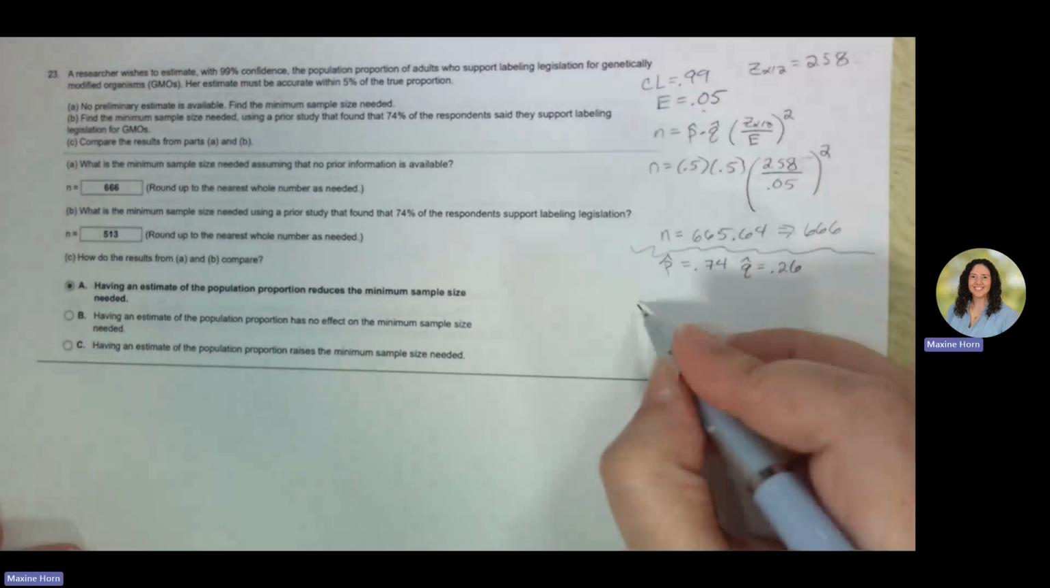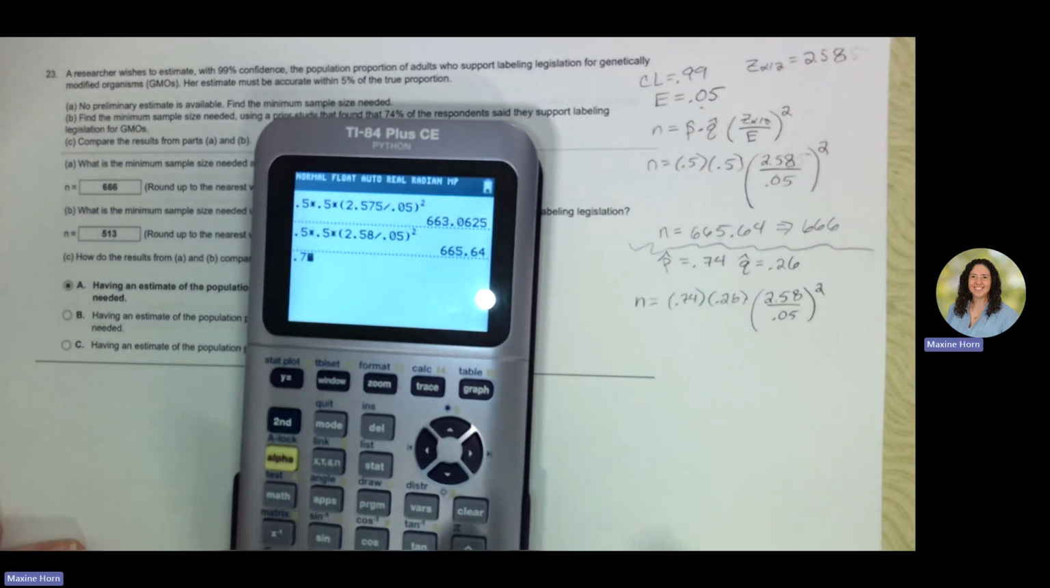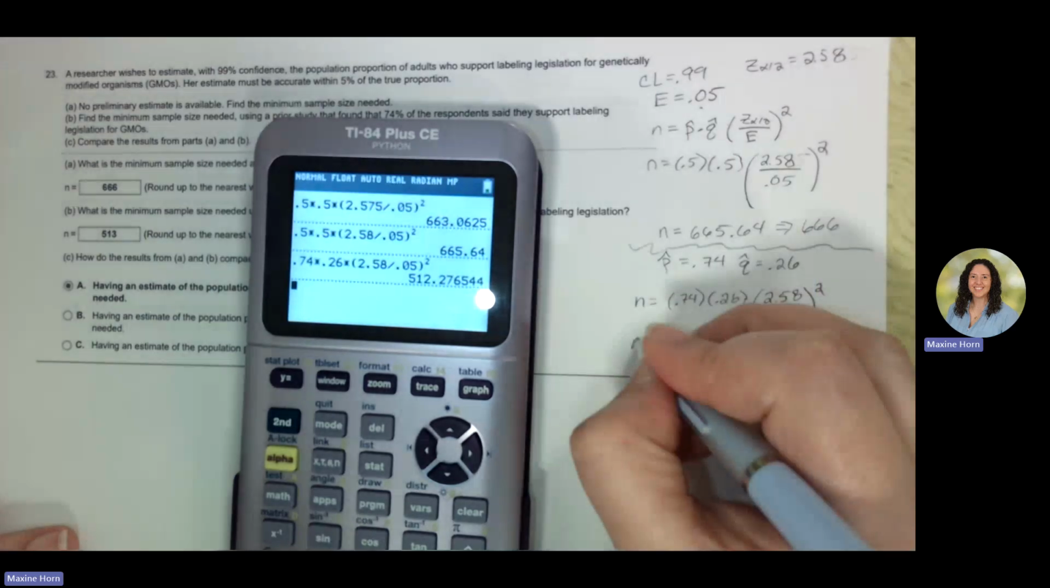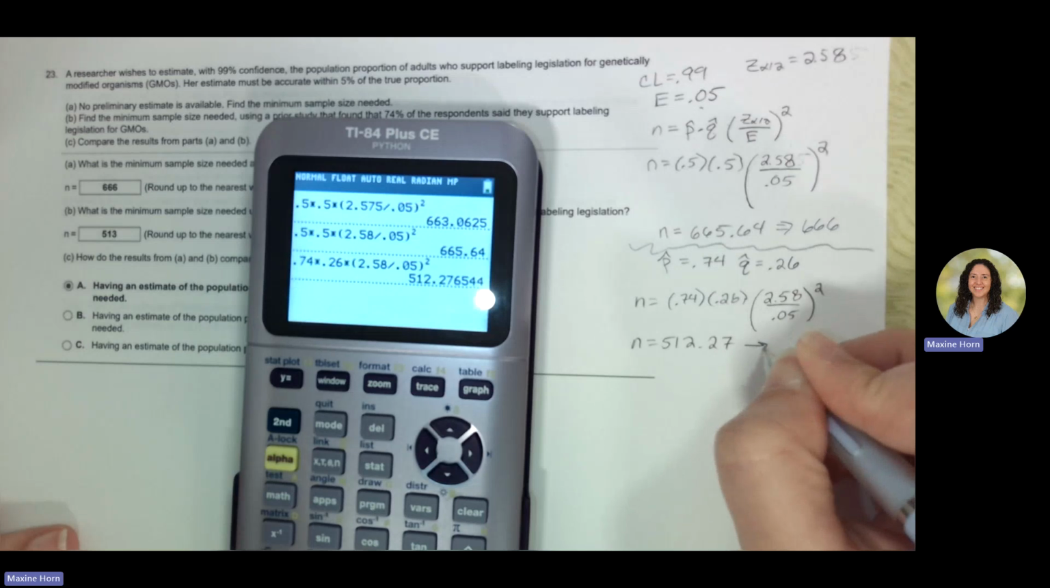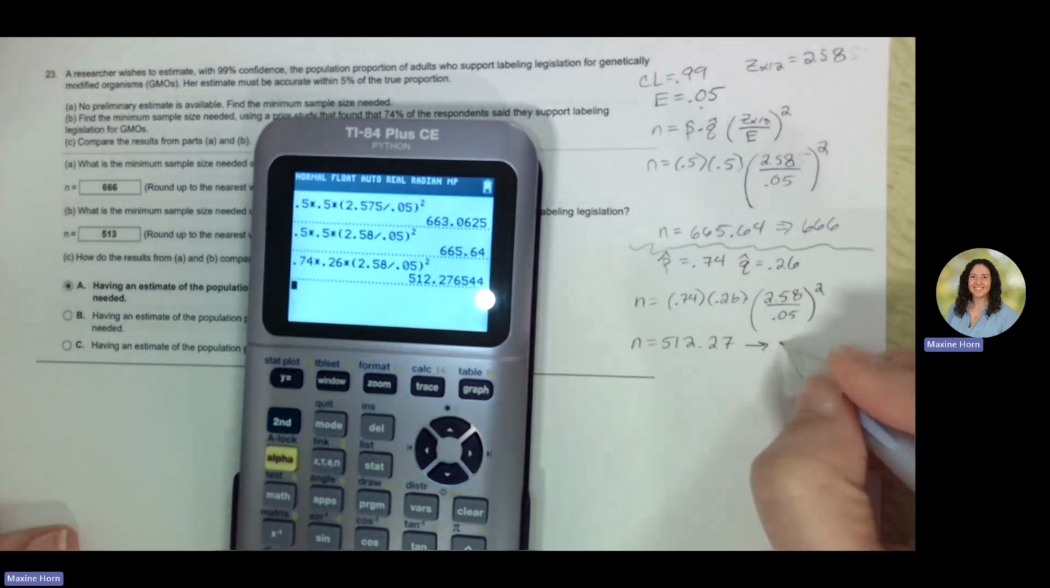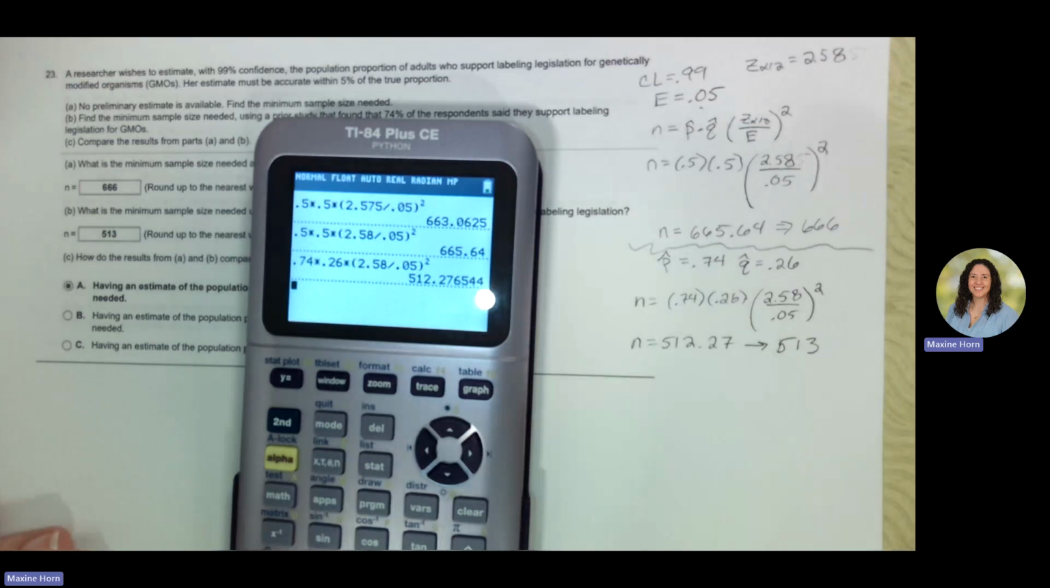So now when we go to plug this in, we're not just assuming 0.5, we have a previous study that gives us a little bit more information, right? We can be a little bit more accurate now. Okay, so we're going to have 0.74 times 0.26, and we get 512 point something. We don't care what the something is. All we care about is that I got more than 512, so I have to go up to 513.